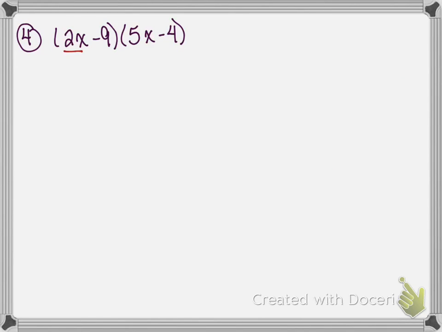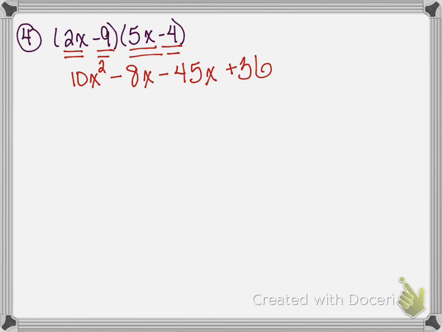I have 2x times 5x. That is 10x squared. 2x times -4 is -8x. -9 times +5x is -45x. Good. -9 times -4 is +36. Okay. Always check right here.